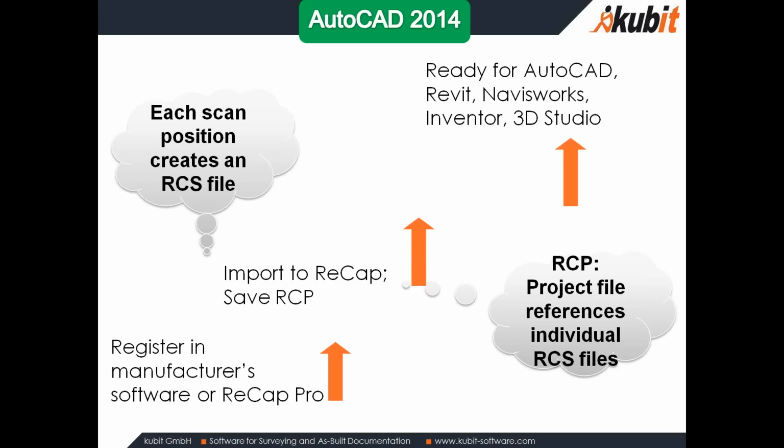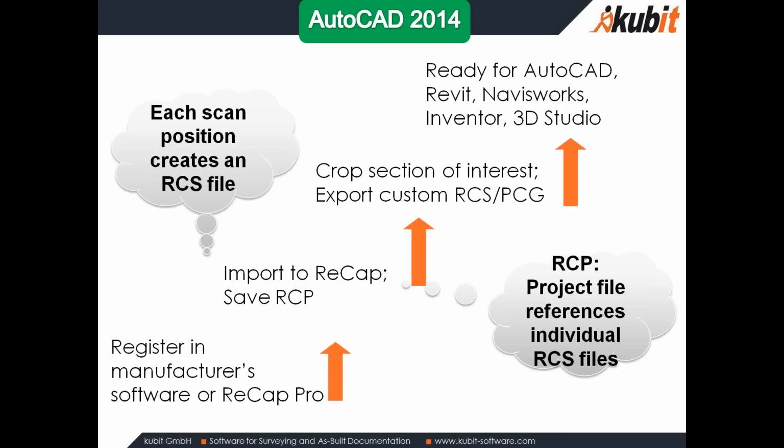So really afterward, you could import that RCP file directly to multiple programs in the Autodesk world. The problem was, especially in AutoCAD 14 and below, the graphics engine was so poor that if you overloaded AutoCAD with points, it really looked bad. So what we found is that most people were cropping out areas to reduce the number of points in the AutoCAD environment and creating custom RCS sections or PCGs from Recap. Just to make things more manageable, you can actually see what you're doing.